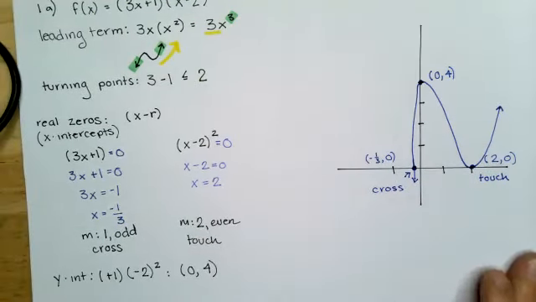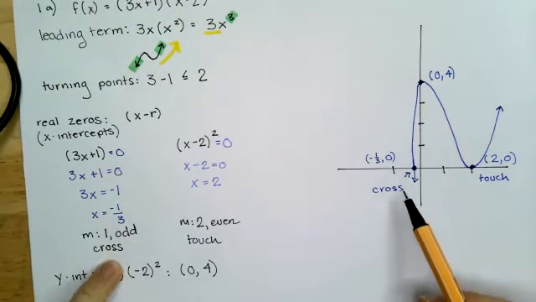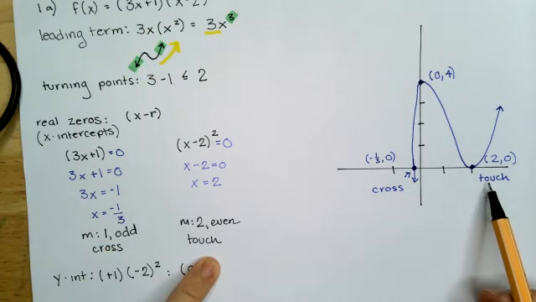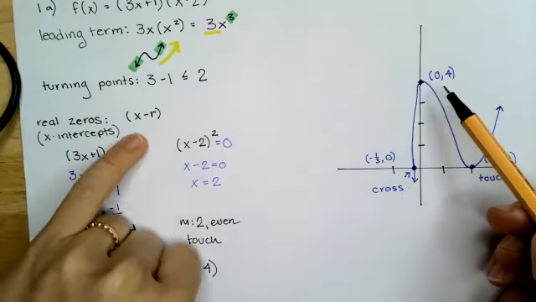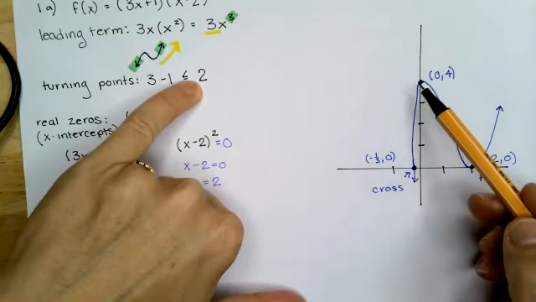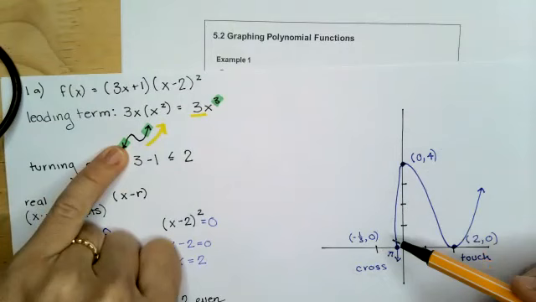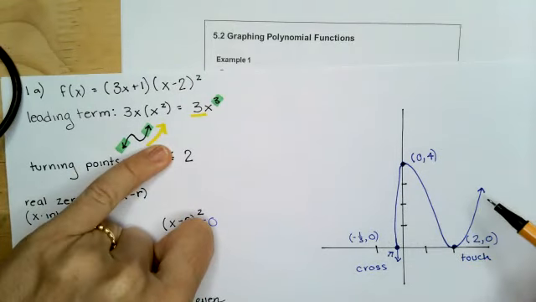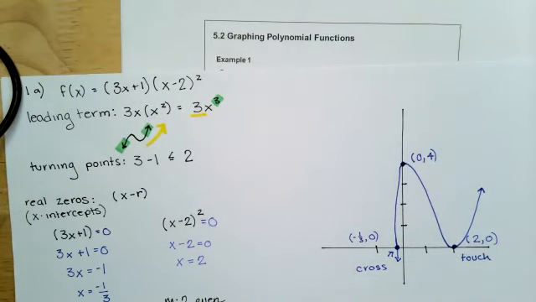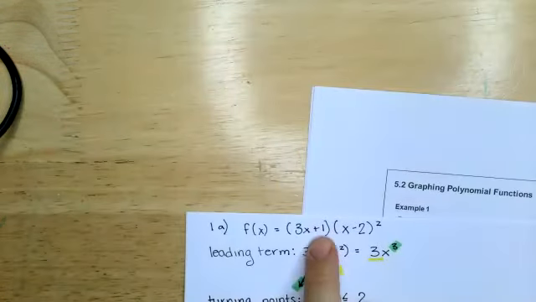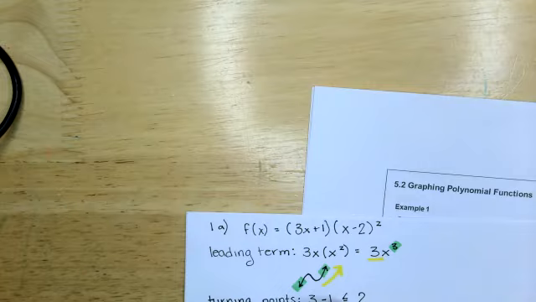And then you kind of check back to what you know. We know it was supposed to cross here, it does. We were supposed to touch here, it does. It's supposed to cross here, it does that. It has 2 or fewer turning points, 1, 2. That is true. And it should be going down to the left and up to the right. So it meets all of those criteria. So you now know when you see something like that, how to turn it into a graph.